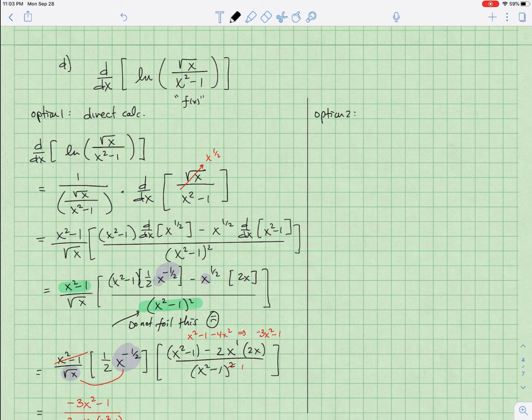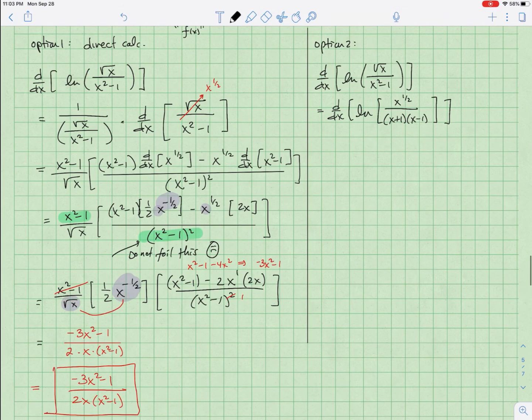Option 2. The derivative with respect to x of the natural log of the square root of x over x squared minus 1 is equal to the derivative with respect to x of the natural log of x to the 1/2 divided by x plus 1, x minus 1. And if I use log rules, that's the derivative of 1/2 the natural log of x minus the natural log of x plus 1 minus the natural log of x minus 1.